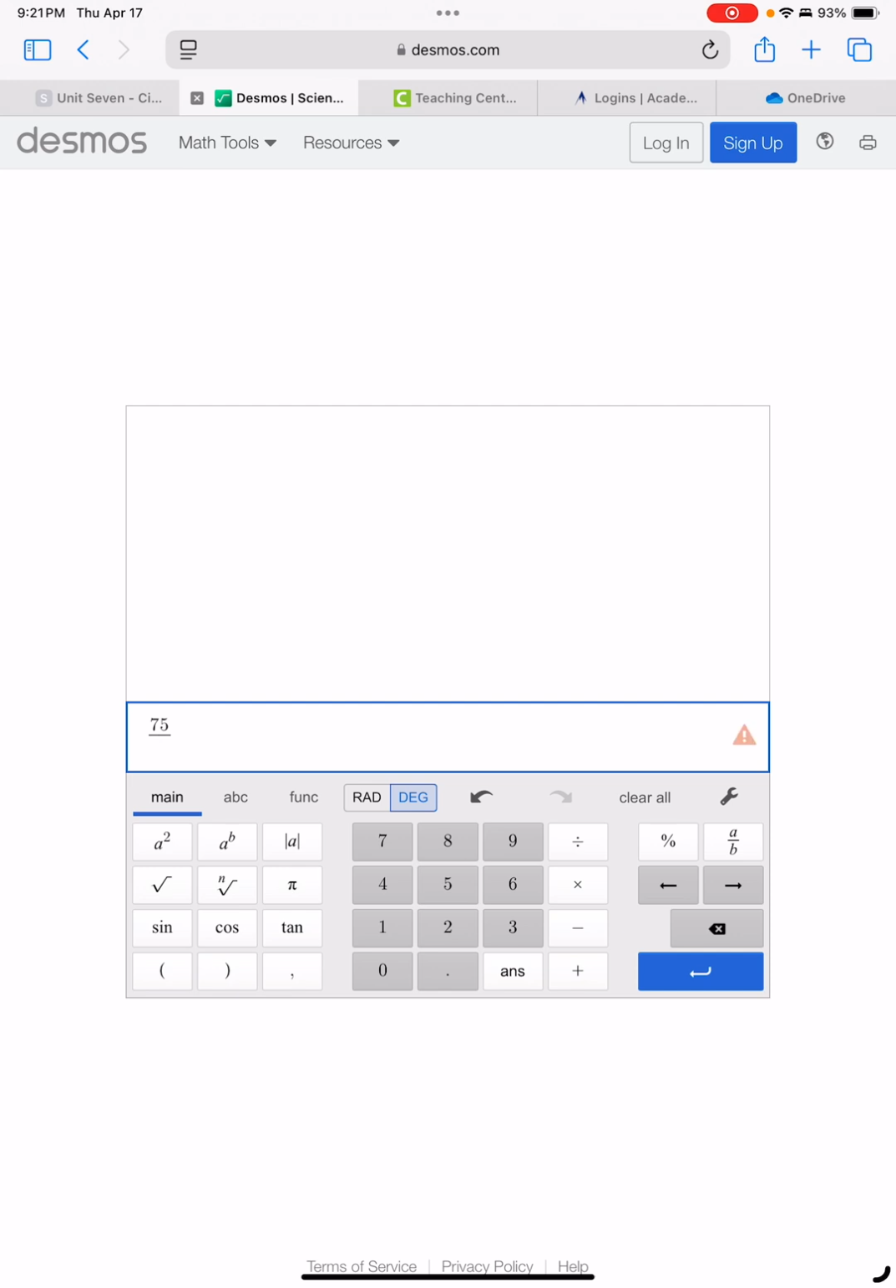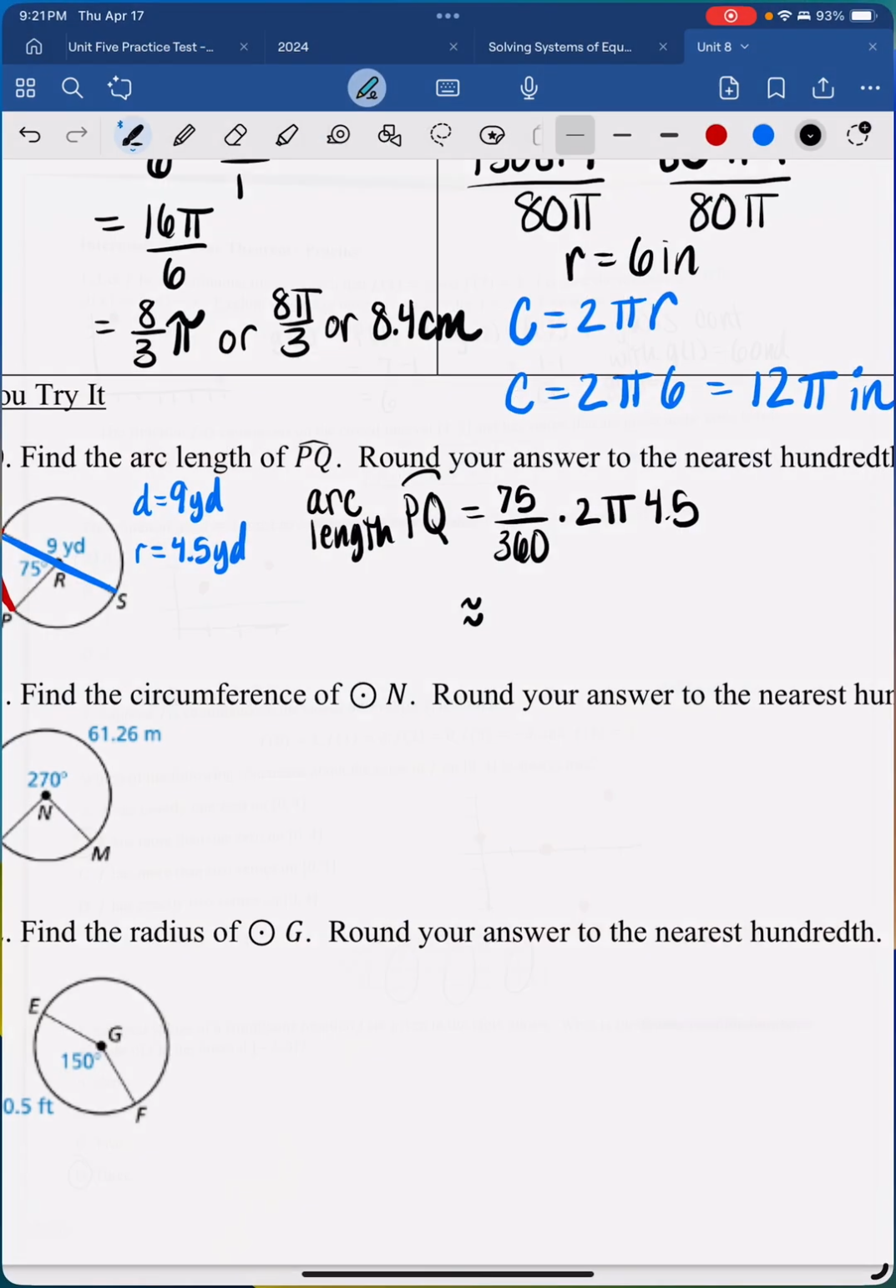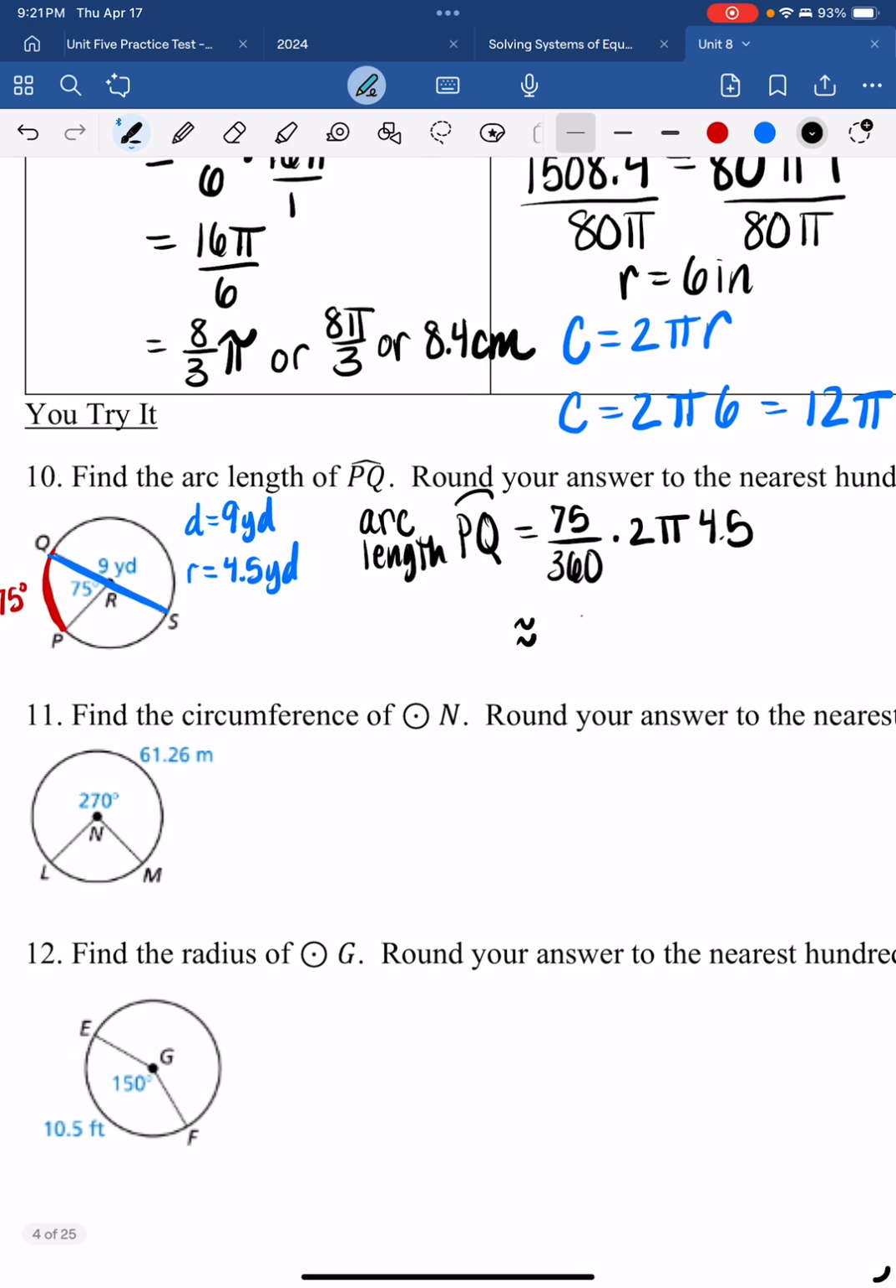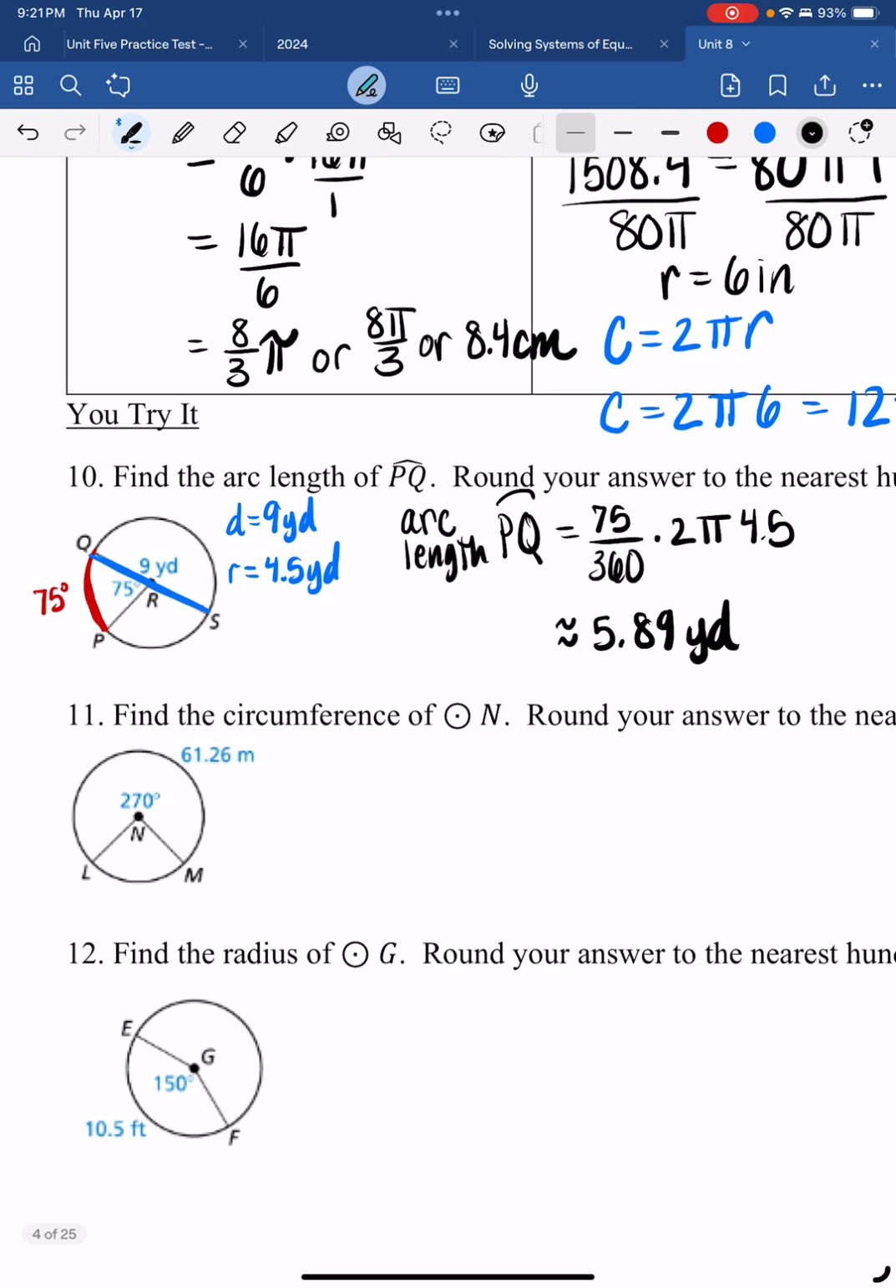75 divided by 360 times 2 pi times 4.5, and this is about 5.89. So we'll have approximately 5.89 yards. That would be that arc length, that distance around that arc, QP.